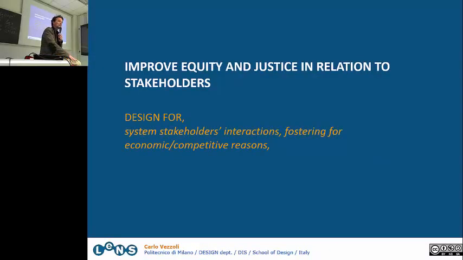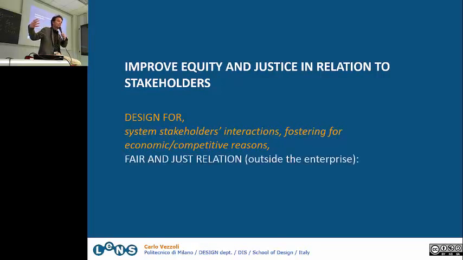Improve equity and justice in relation to the stakeholders. In this case, I'm working outside the enterprise, looking at the value production chain in relation to my unit of satisfaction. So upstream, when I'm producing, I don't know, if you will be designing for the eating system in the Bovisa campus, someone has to produce the tomatoes that you're going to eat, and then this has to be transported, and this has to be preserved, and then this has to be cooked, and then eaten, basically by you, and then, you know, all these kinds of things.